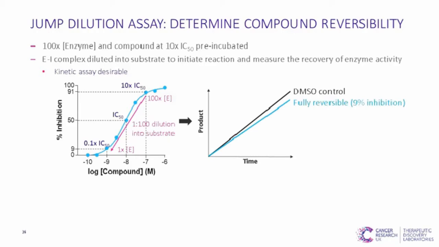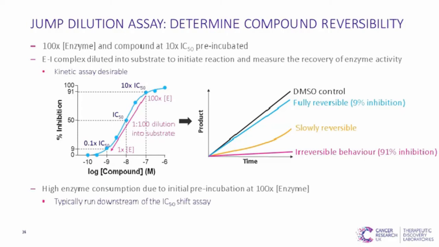For a fully reversible compound, we expect 9% inhibition, as the compound concentration is now 0.1 times the IC50. For an irreversible compound, we expect 91% inhibition, as the inactivation occurred during the pre-incubation. For a slowly reversible compound, we expect something in between, with this characteristic curvilinear plot due to the time-dependent process.